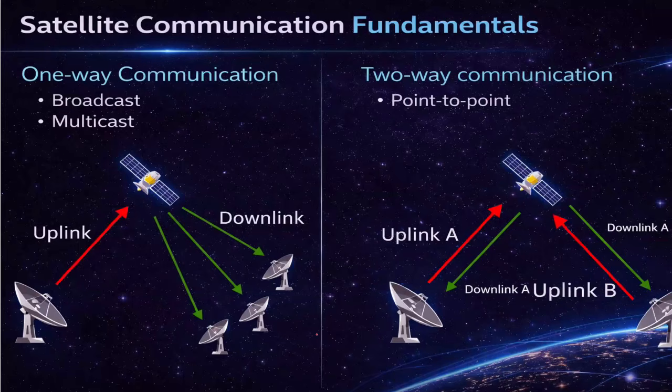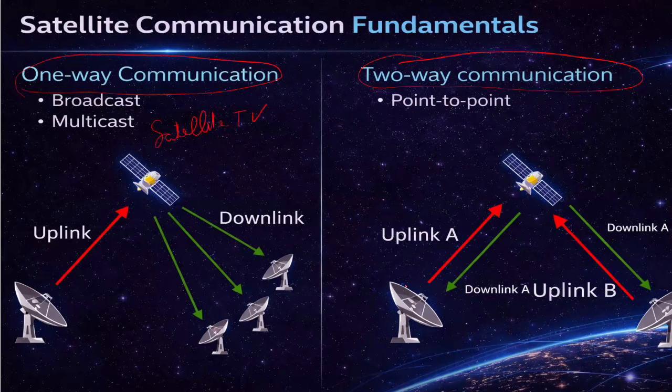There are two types of communication possible. One is one-way communication. Second is two-way communication. Okay, so let's start with one-way communication on the left side. In this case, there is a single source sending data to one or multiple receivers. A common example in this case can be satellite television, right? So a TV station transmits a signal to the satellite and millions of users receive it simultaneously. In this case, the communication is only in one direction, from source to users.